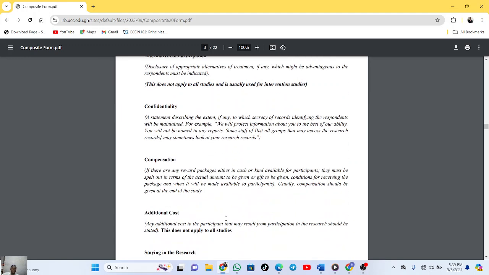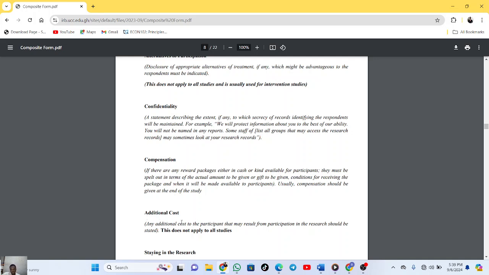Then move on to the next section, compensation. Are you going to compensate them after taking part in the study? If you are, you provide information. If you are not, you also indicate so that they will understand that, as I'm filling this questionnaire, I'll be given this, I'll be given that. Or, even though I'll be appreciated by word of mouth, I'll not be given anything in the form of cash or material. So we are also expected to provide information there.